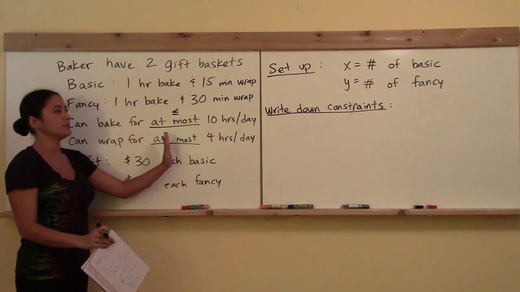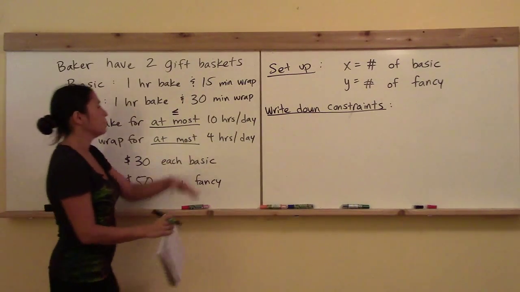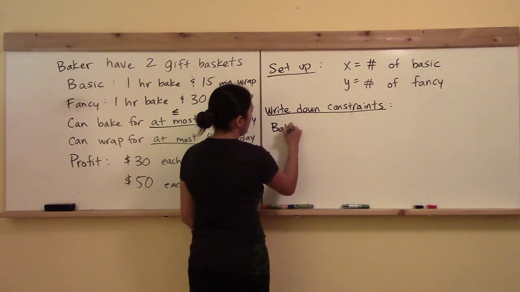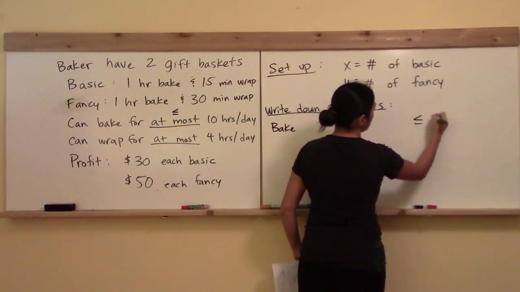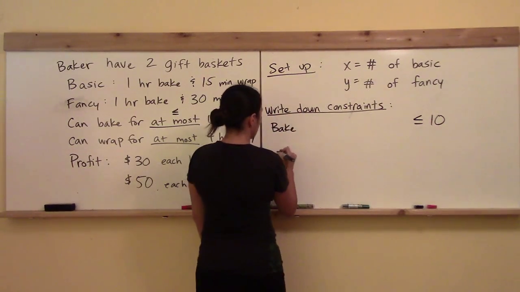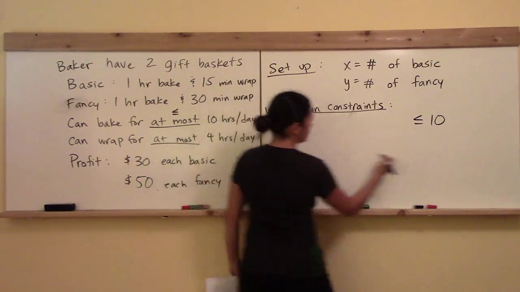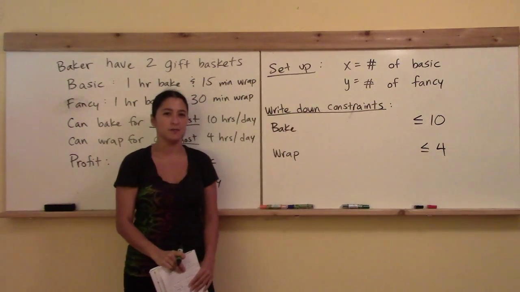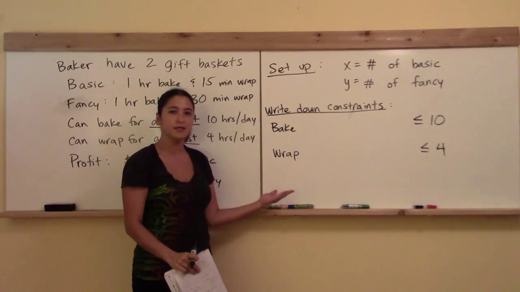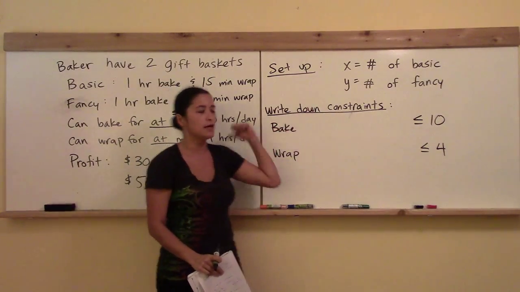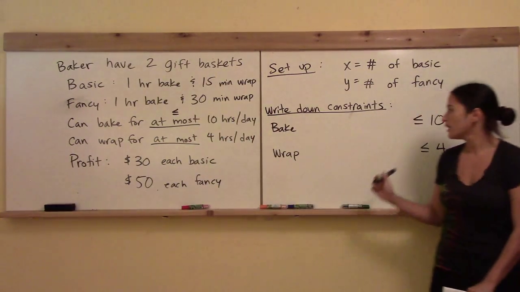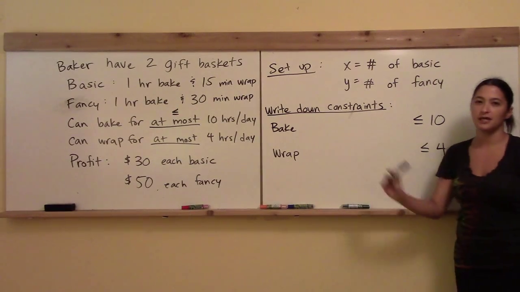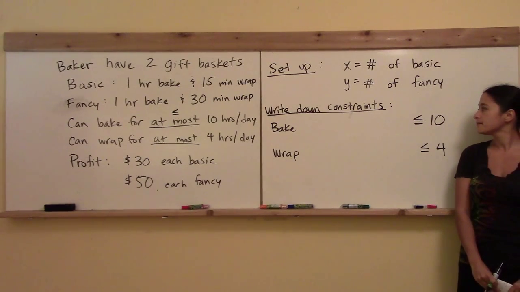At most. So it means that I'm not willing to bake for more than 10 hours a day. I'm not willing to wrap for any more than 4 hours a day. And that's where those inequalities come in. Okay, so pause the video right now and use the x and y and the information on that board to try to write down what you think my equations inside here are going to be.